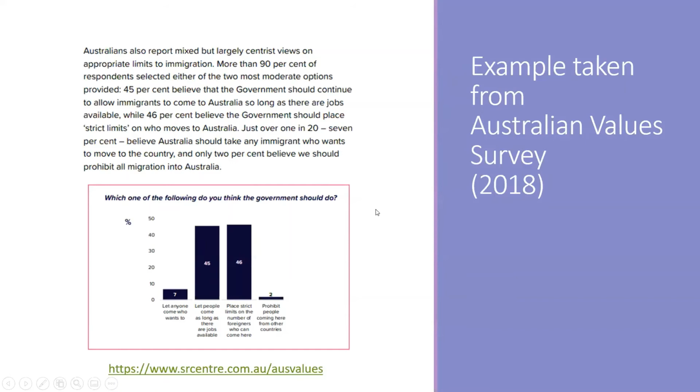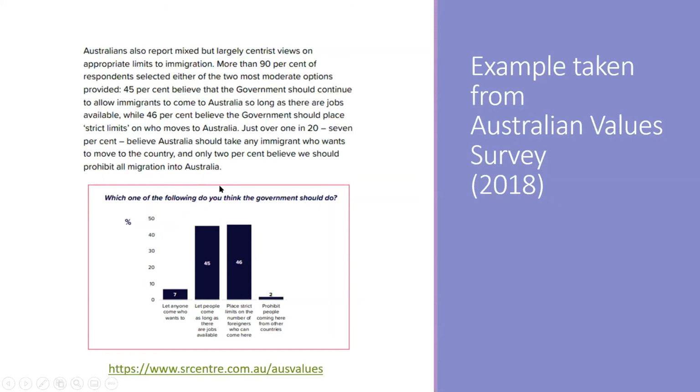Australians also report mixed but largely centrist views on appropriate limits to immigration. More than 90% of respondents selected either of the 2 most moderate options, provided 45% believe that the government should continue to allow immigrants to come to Australia as long as there are jobs available. 46% say the government should place strict limits on who moves to Australia. Just 1 in 27% believe that Australia should take any immigrant who wants to enter the country, and only 2% of people believe we should prohibit all migration to Australia. So, people moving to Australia. I thought it was a typo, but it's not.